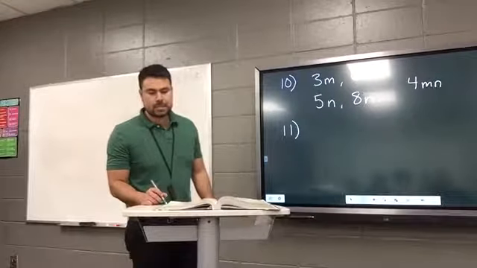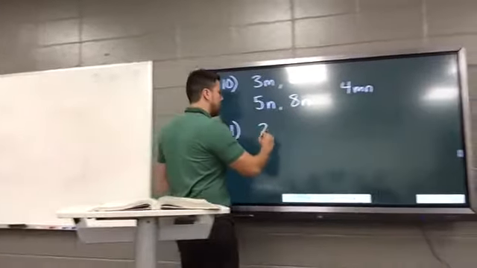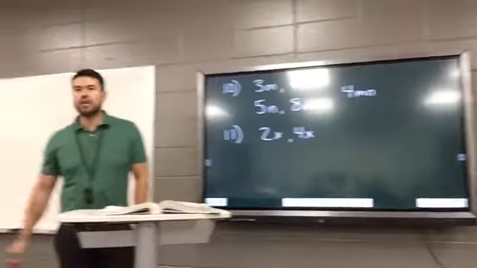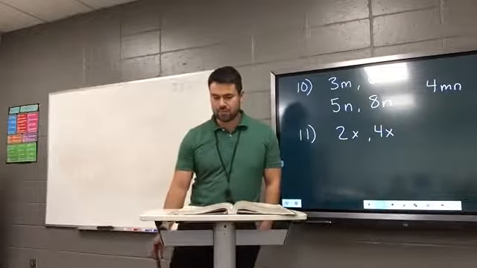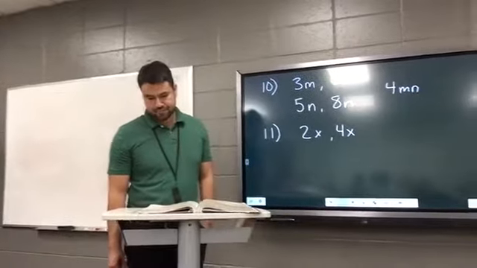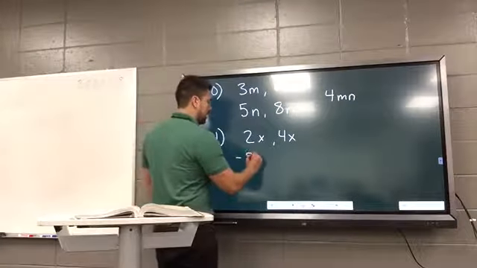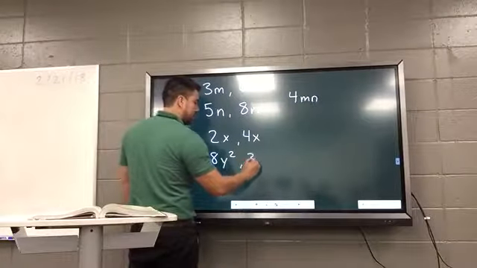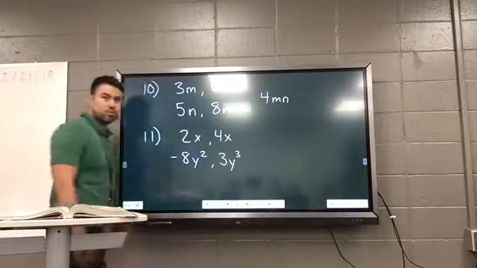2x and 4x are like terms. Any other groups? Walker. Negative 8y squared and 3y squared. Are those like terms?